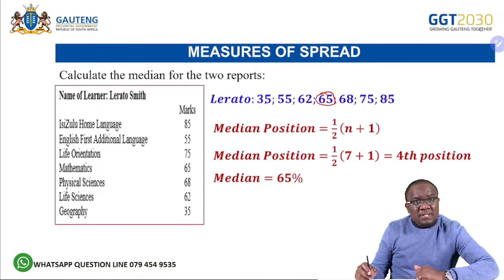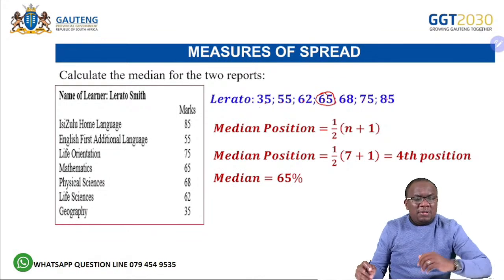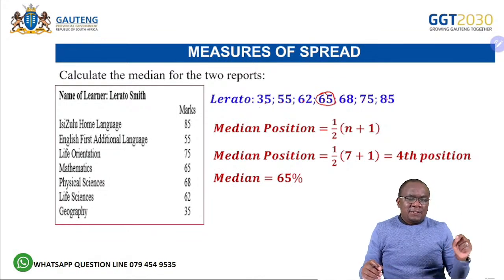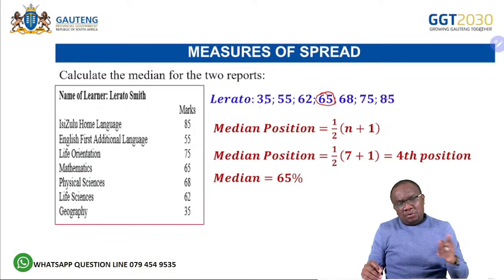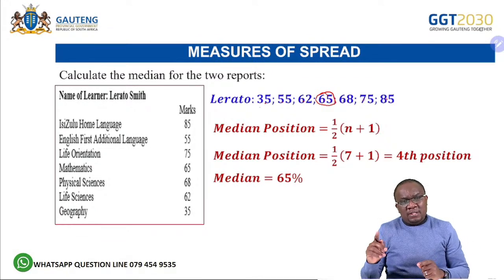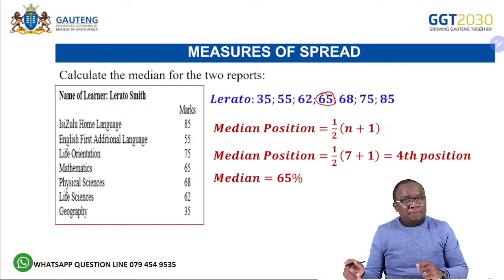Let's check the median for John. So what you can do, don't write a lot of things. Just mean Lerato 64%, and then John 64%. That's the mean.